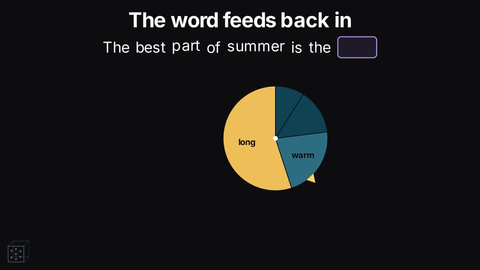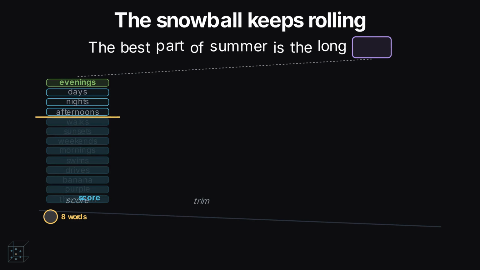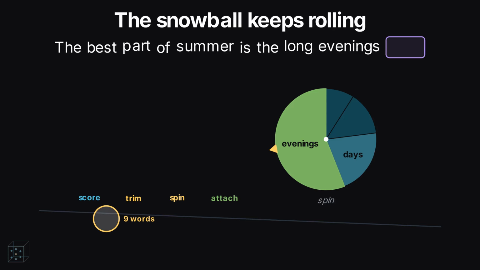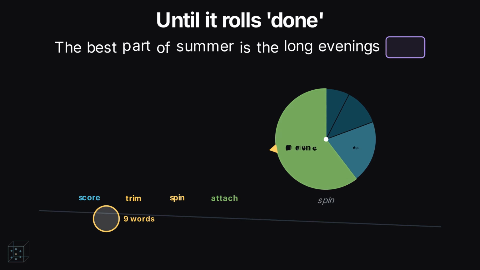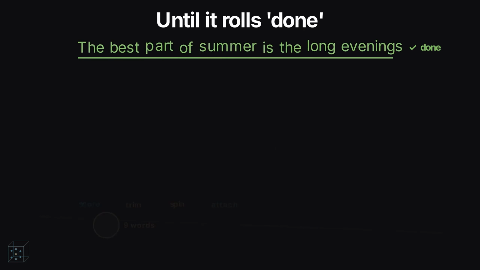Fresh scores, fresh trim, fresh spin, out comes long. And again, the best part of summer is the long, becomes long evenings. Score, trim, spin, attach. Score, trim, spin, attach. One word feeds the next, like a snowball rolling downhill, picking up a sentence as it goes. It keeps looping until it rolls a special, I'm done signal and stops. Every word you ever read from a chatbot was built exactly this way. A probability list, a trimmed wheel, a single weighted spin. Repeated, hundreds of times, faster than you can blink.